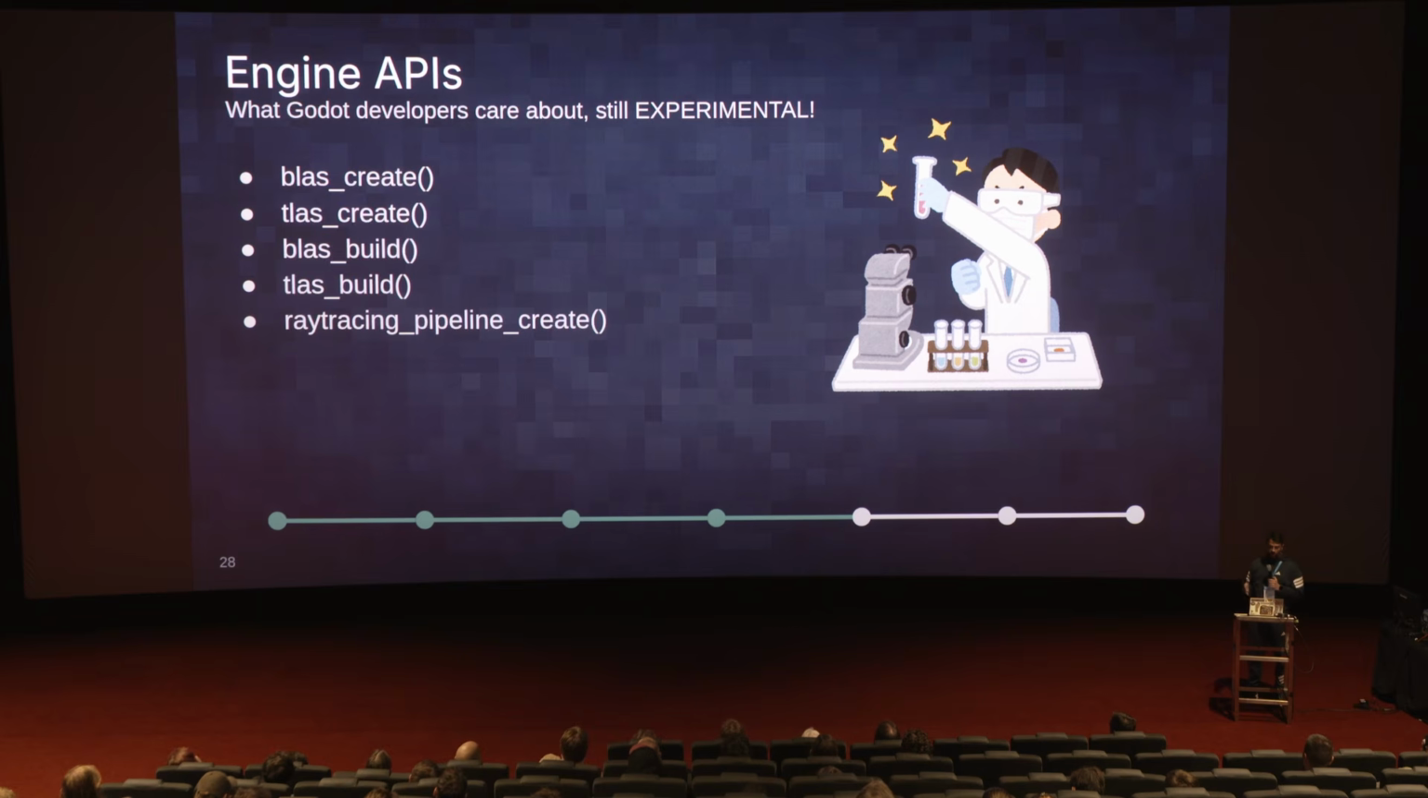At this point, we have new engine APIs. These are a bunch of functions available to you in the RenderingDevice class, and this is definitely what you care about, but it's still experimental. What does it mean? It means that the names of the functions might change in the future, the parameters might change in the future as well, but so far we have functions for creating a BLAS, a TLAS, and for building them, and for creating the ray tracing pipeline. We also have functions for recording commands. We'll show you later.